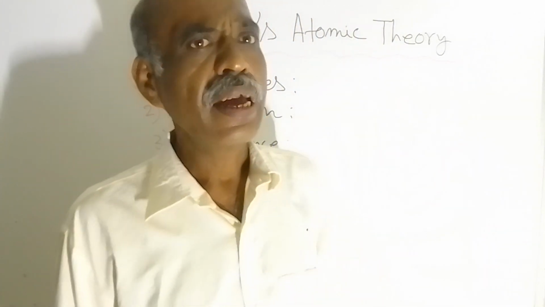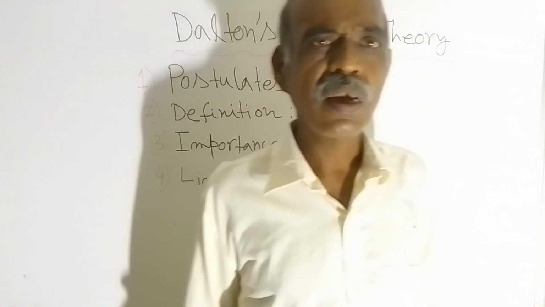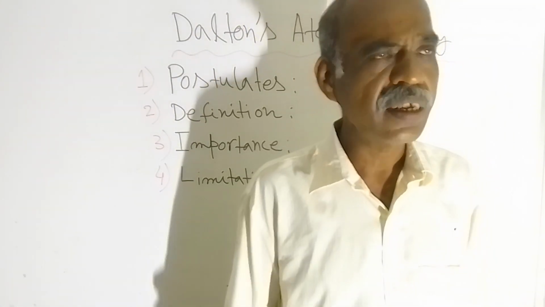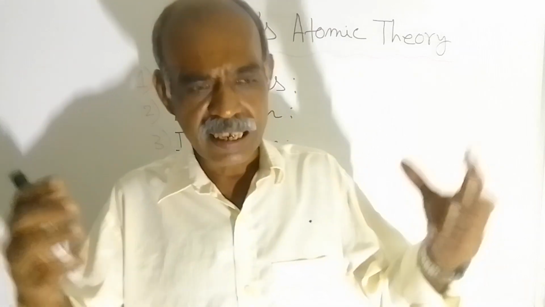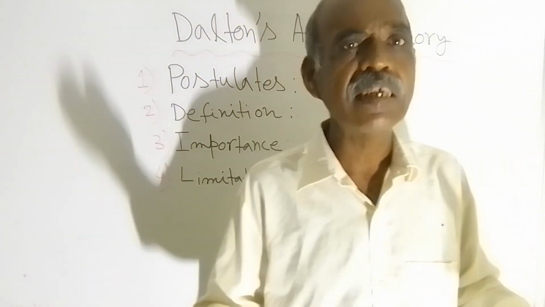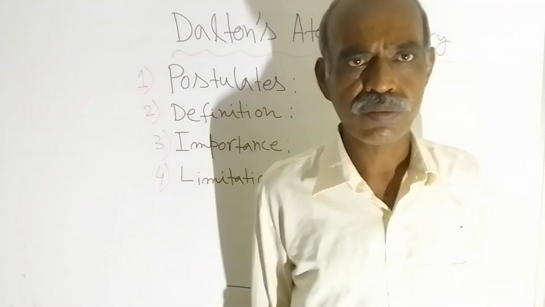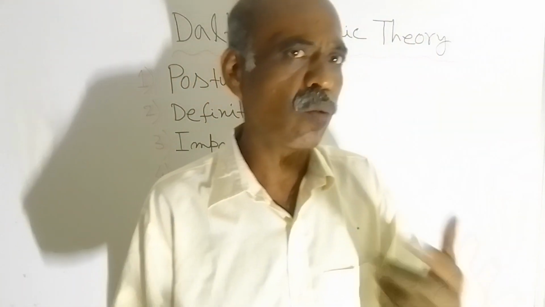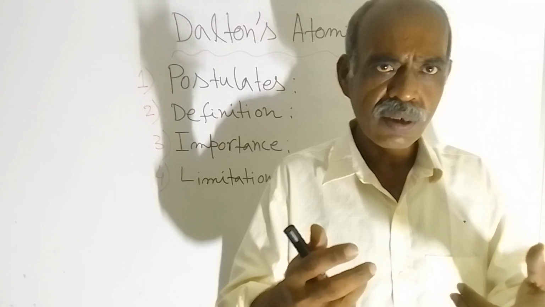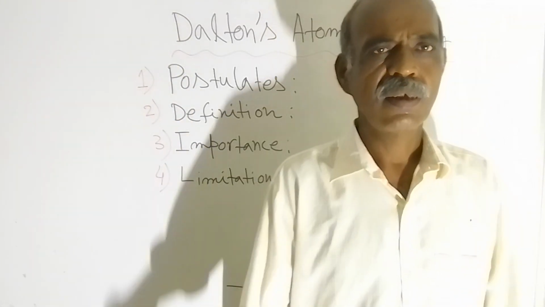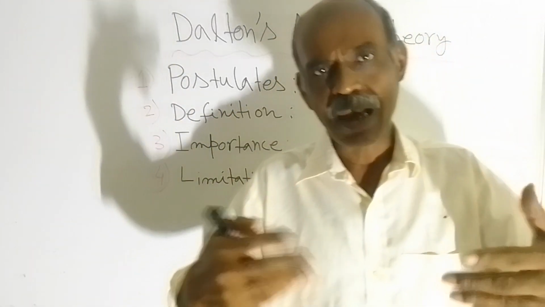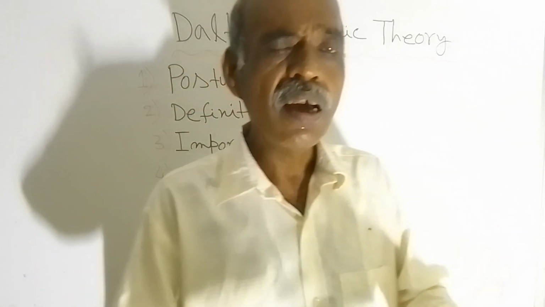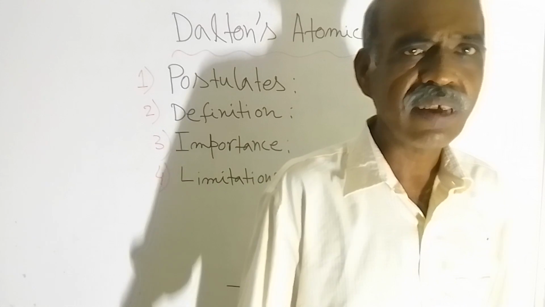Next is that elements take part in chemical reactions, and the reactants react with each other in a simple whole number ratio, like 1:1, 1:2, 2:3, like that. So these are the postulates of Dalton's atomic theory.